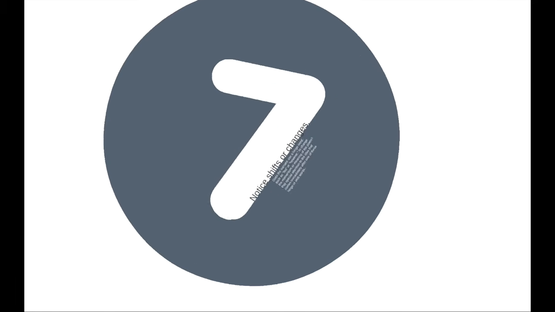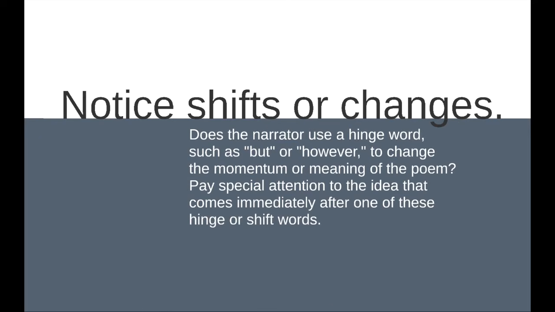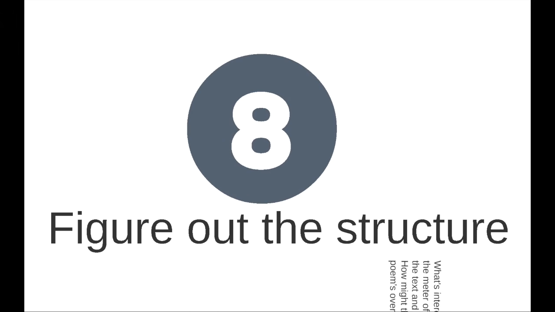Then the 7th step, we're almost there, remember there are only 9, is noticing shifts or contradictions or changes. If the narrator is trucking along and then all of a sudden a hinge word like a but or however comes up in the poem, generally it's like 2/3 into the poem, but nevertheless, and then whatever comes after that hinge is probably the point of the poem. So pay attention if you notice any shifts or changes, because that's where the meaning is probably right after that.